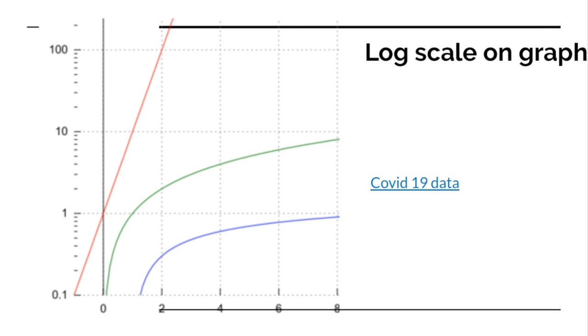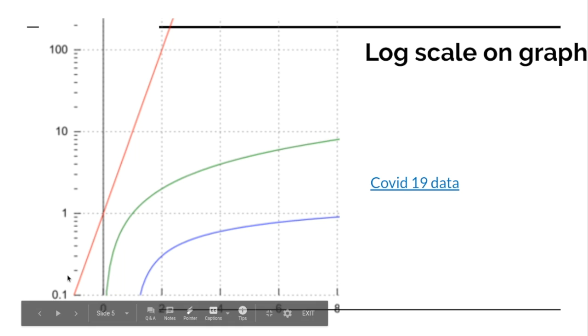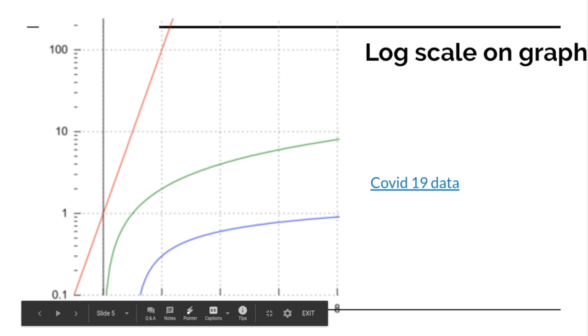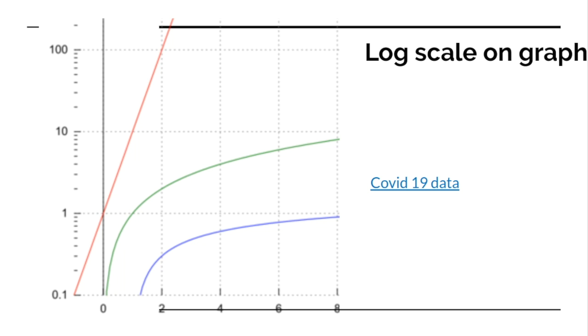So this is not a COVID-19 graph. This is just a graph I pulled out of a textbook here. Notice that it starts at 0.1. The distance to get from 0.1 to 1 is the same as the distance from 1 to 10, which is the same as the distance from 10 to 100, and the same as the distance from 100 to 1,000. And notice the scale in the middle is different too. The same distance it goes from 1 to 2 is the same distance that it's going to go from 10 to 20.